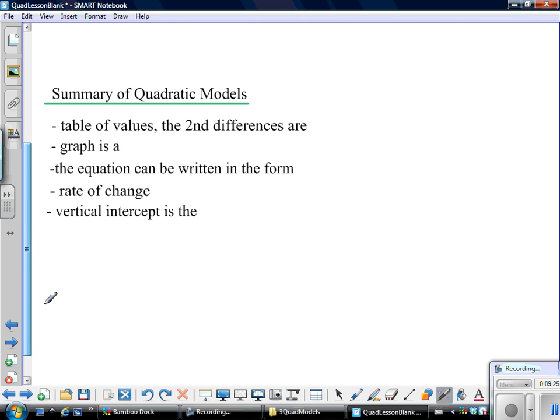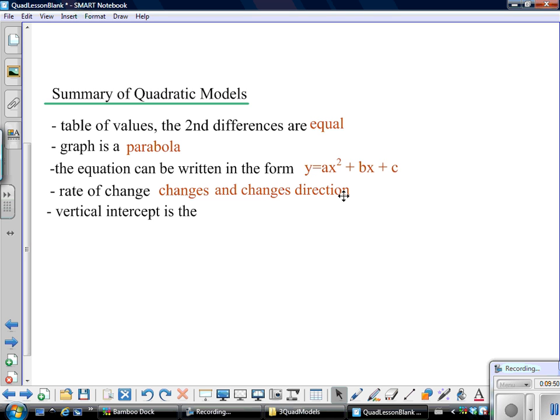So, a summary of our quadratic models. In the table of values, the second differences are equal or constant. The graph is a parabola. The equation can be written in the form y equals ax squared plus bx plus c. And the rate of change changes and changes direction throughout. Okay, so it changes at the vertex. Also, the vertical intercept is the initial value, the starting value.